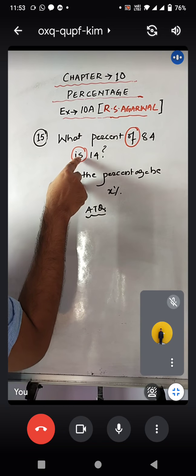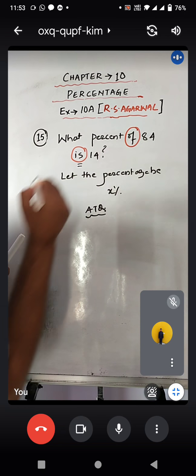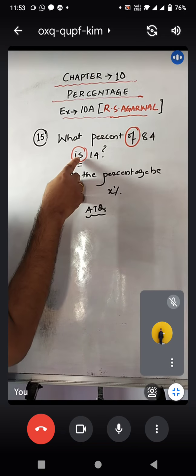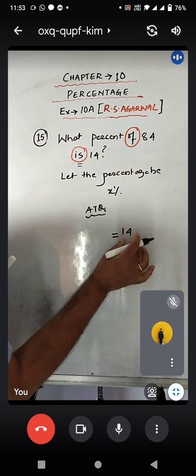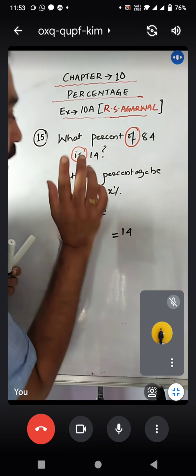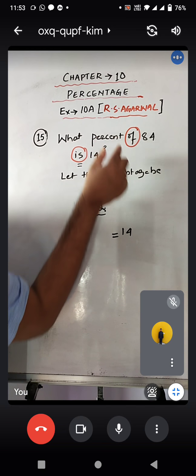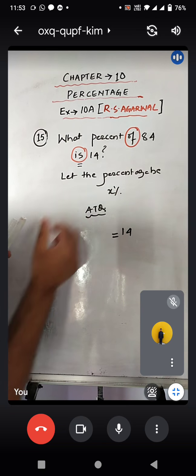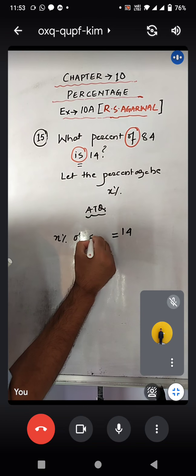Now wherever is is written, here you have to give an equals to sign. Okay, wherever is is written, you have to put an equals to sign. So equals to 14. Now you know this. Fine. Equals to 14. It has to be something equals to 14. What percent of 84? That means what does percent mean? Percent we have assumed as what? X percent. So we will write x percent of 84.